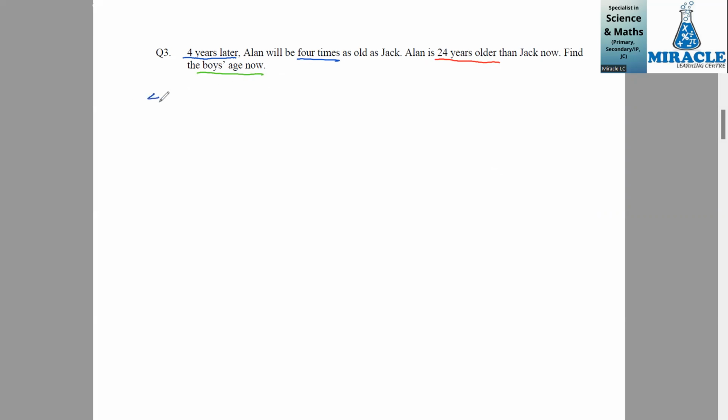We know that in 4 years' time, Alan will be 4 times as old as Jack. So Alan will have 4 units, while Jack has 1 unit. And we know that Alan is 24 years older than Jack now.